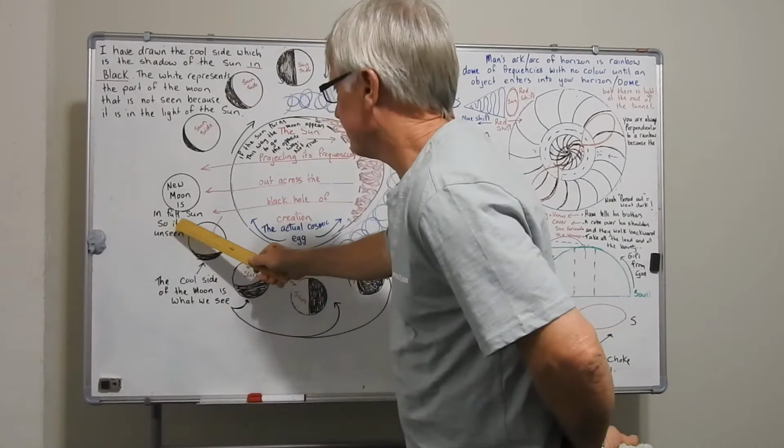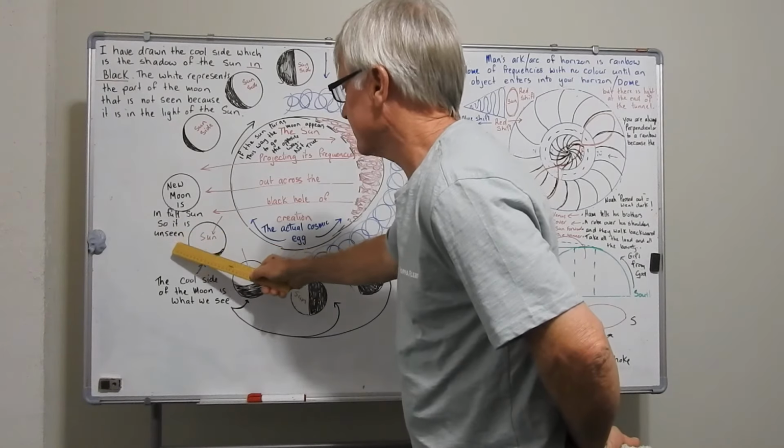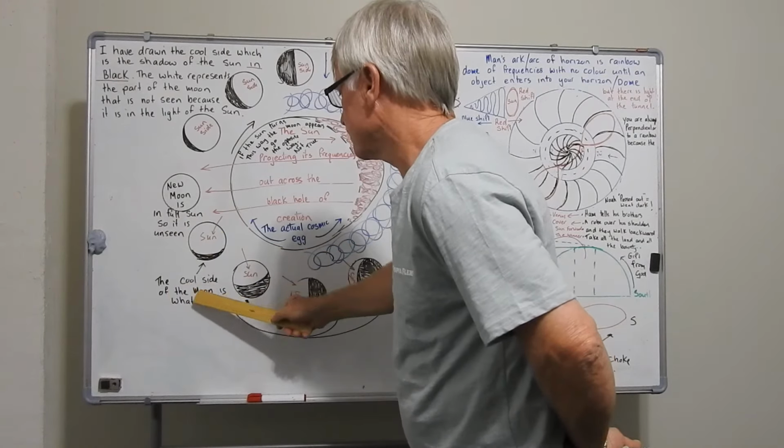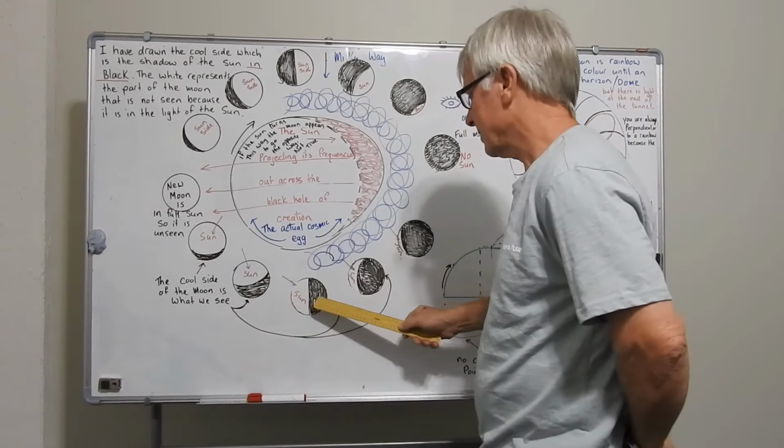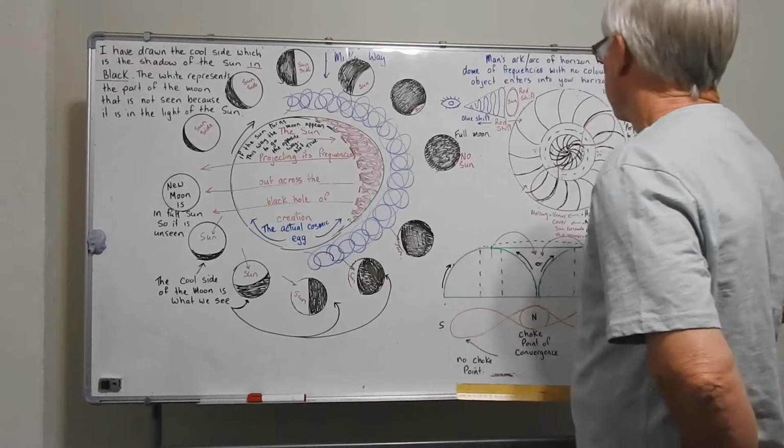New moon is full of sun, so it is unseen. The cool side of the moon is what we see. It's in black, okay? Think about it.